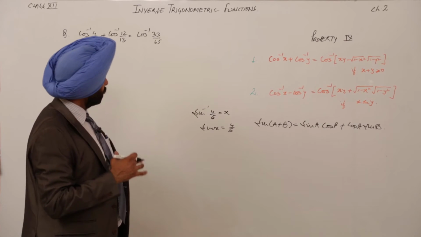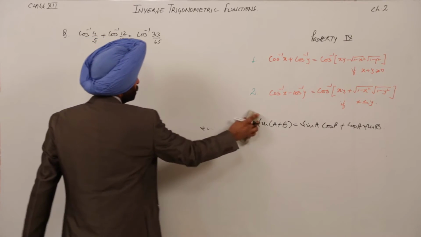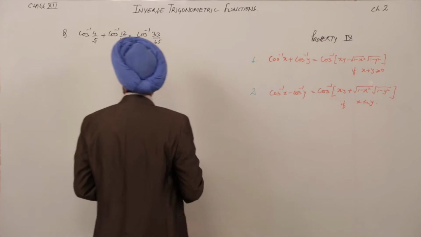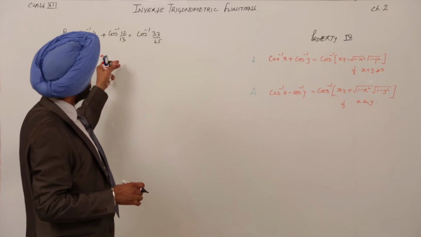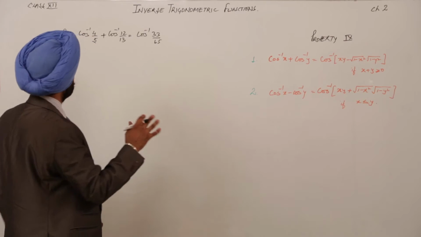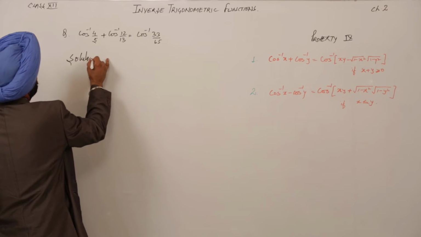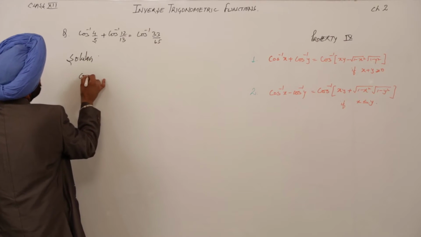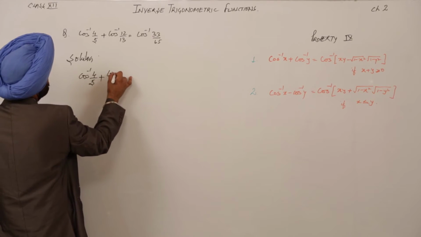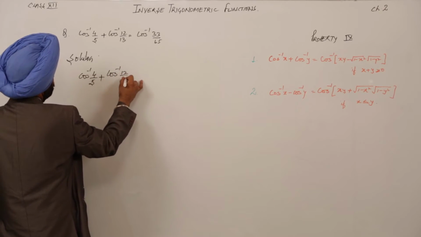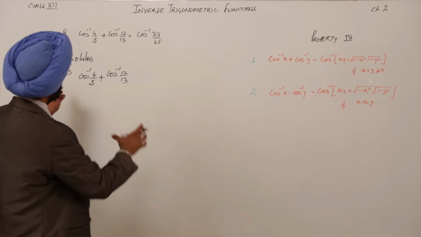But now how easy it is for this part. Now, you just have to mention the property. And mind one thing, while doing such an easy question, don't go directly for it. Just give some reasons for it. Now, for the solution part, we can write cos inverse 4 by 5 plus cos inverse 12 by 13, and this is the left hand side.